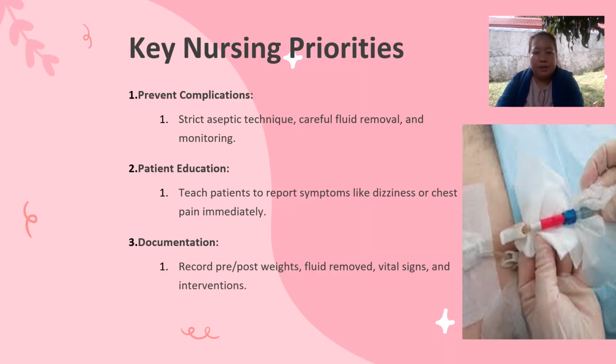The key nursing priorities to prevent complications are strict aseptic technique, careful fluid removal, and monitoring. There should be patient education. Teach patients to report symptoms like dizziness or chest pain immediately. Whatever they feel, call a nurse as soon as possible.